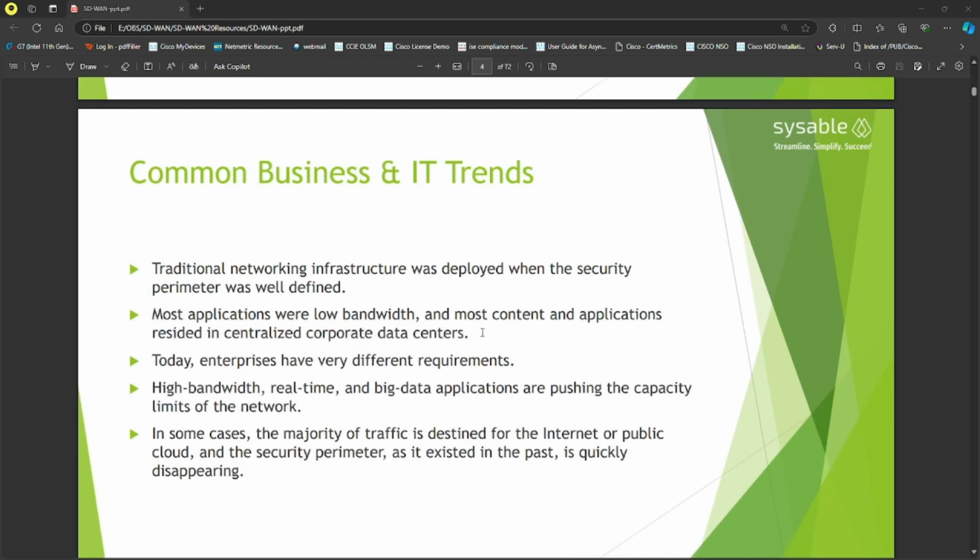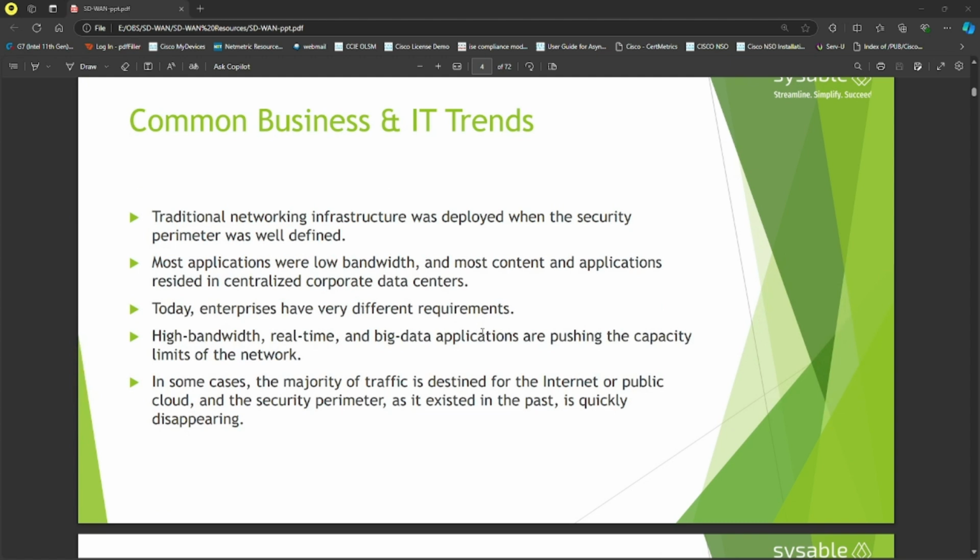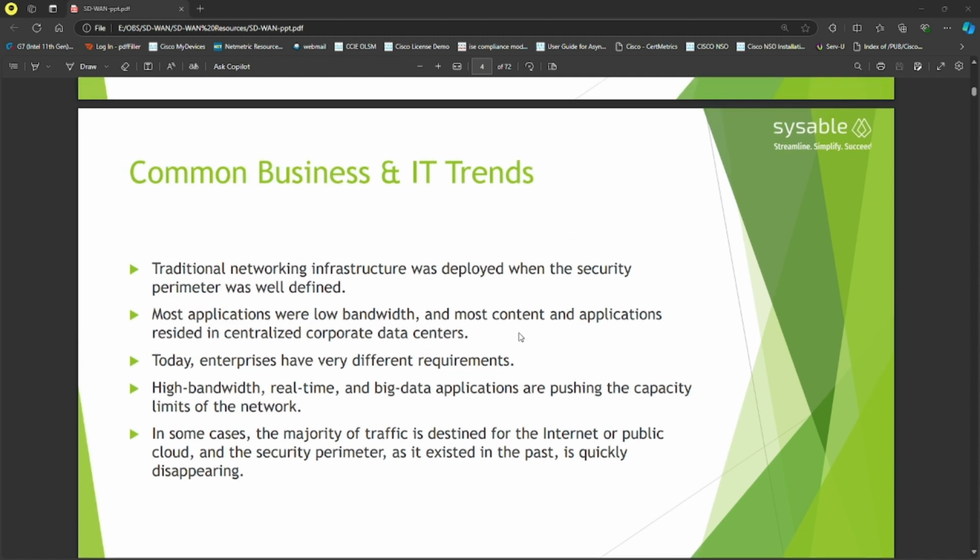Now, common business IT trends. The traditional network infrastructure was deployed when the security perimeter was well defined. So before deploying the actual internet or whatever it might be, we were looking into the security perimeter first, and then within that security perimeter, you were defining your infrastructure. Most applications were low bandwidth, definitely, because at that time bandwidth was very costly, and most content and applications resided in centralized corporate data centers.